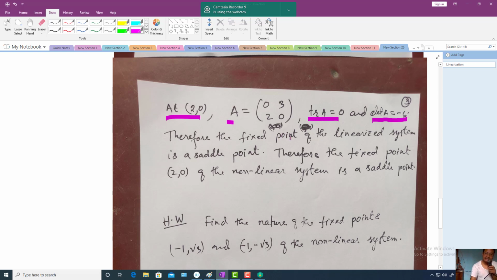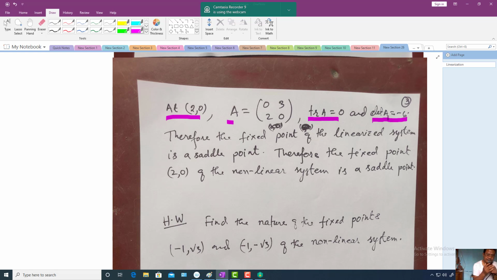All right, because why? If the determinant is negative, here minus 4 times minus 6 is equal to 24, then its roots are plus and minus. There are two roots. One is positive, another one is negative. If one is positive and the other one is negative, that is a saddle point. It is an unstable saddle point.